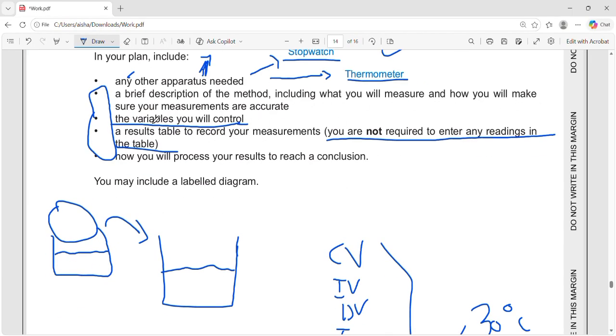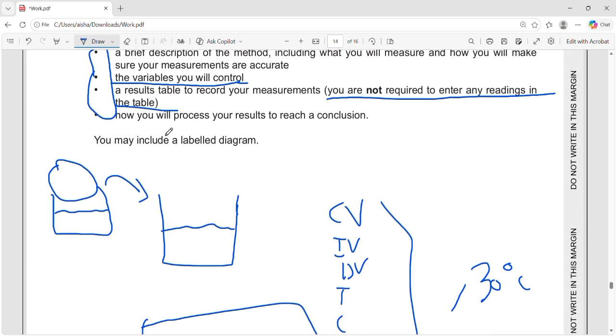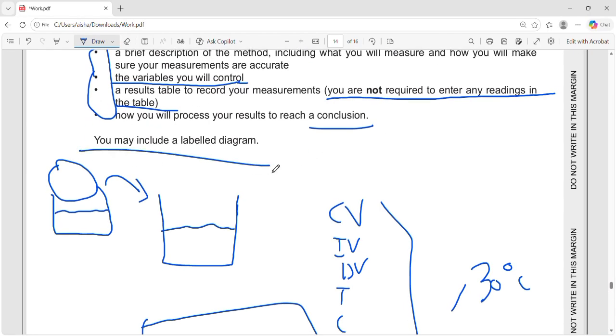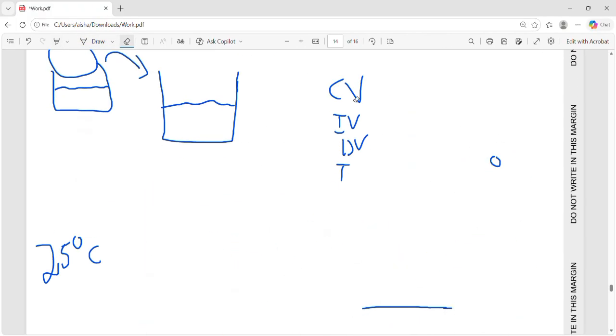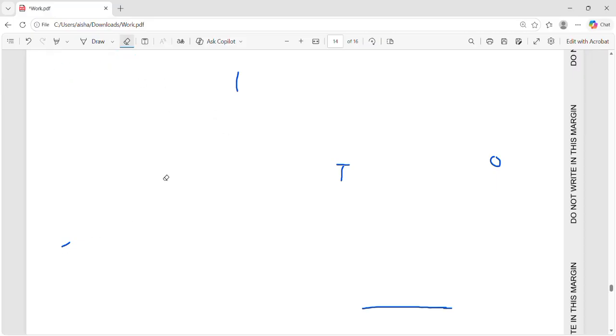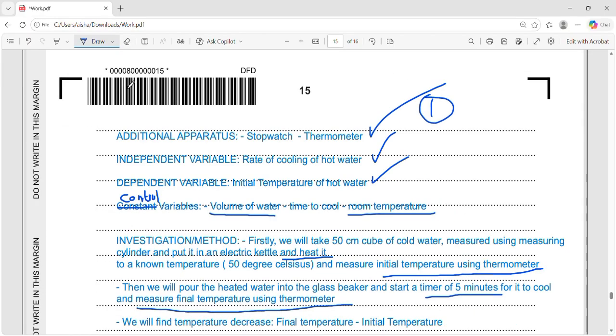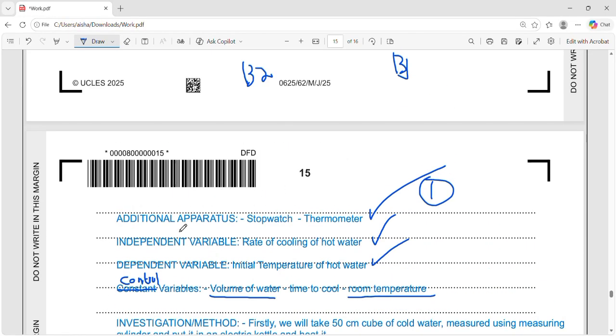Okay, a brief description of the method, including what you will measure and how you will make sure your measurements are accurate, the variables you will control, a result table, and how you will process your results to reach a conclusion. Also in the result table, you are not required to enter any readings in the table. You may include a labelled diagram, it's not needed. So I'll just remove all of this so it's easier for you guys. Okay, let's go to the first things first. Firstly, you always write the additional apparatus, which is stopwatch and thermometer.